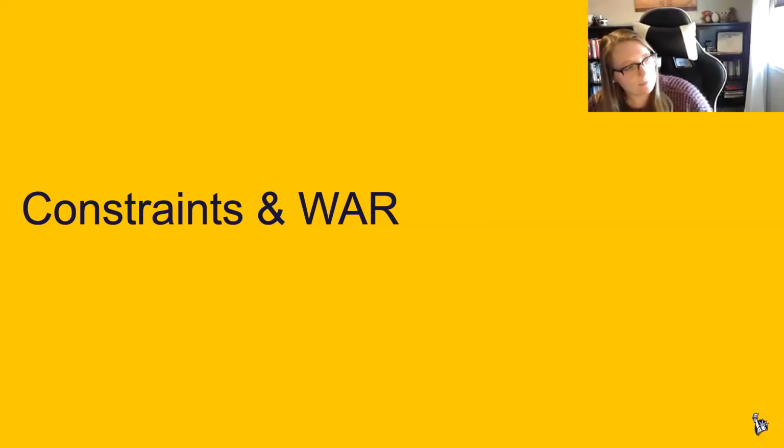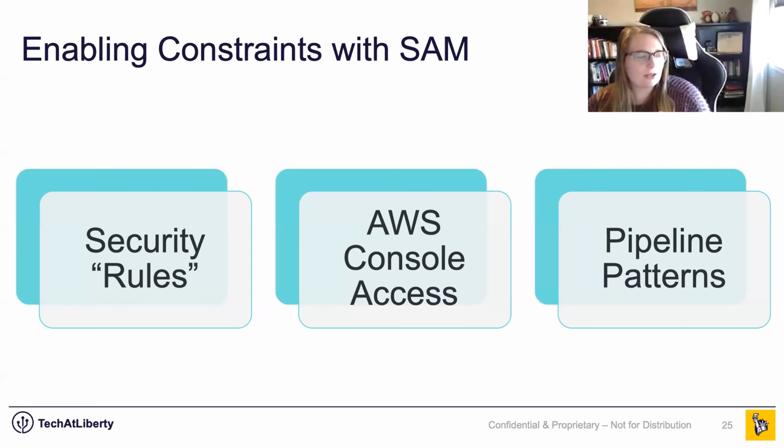I want to talk a little bit about our best practices. I know the slide seems kind of negative: Constraints and WAR. WAR actually stands for well-architected reviews. So I want to talk first about how we enable constraints with SAM.